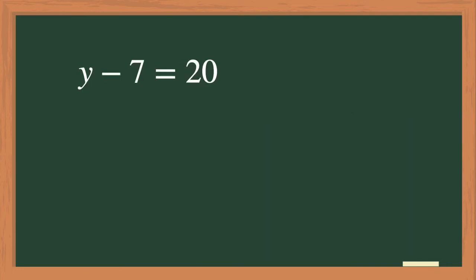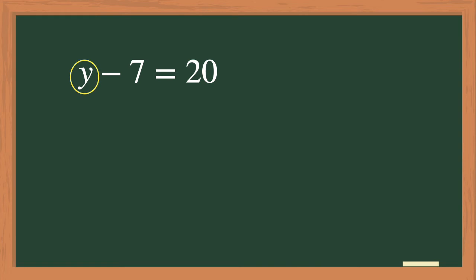Instead of adding a number to the variable, this time you have a number being subtracted from the variable. Do you follow the same process for this type of problem? The answer is yes, but this time, instead of undoing addition, you will need to undo subtraction. Let's start by identifying the variable.